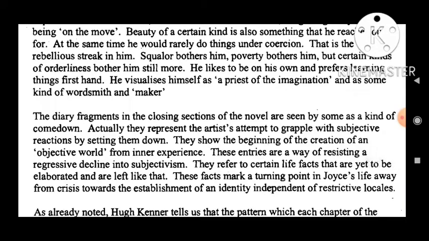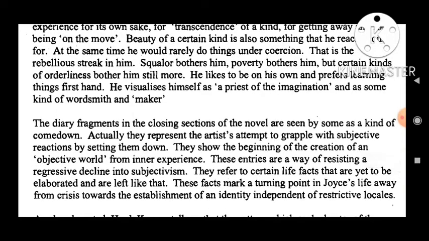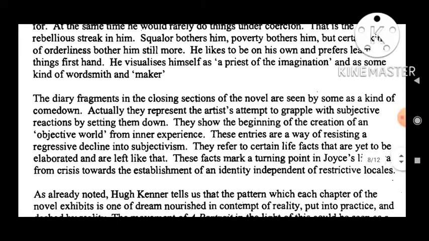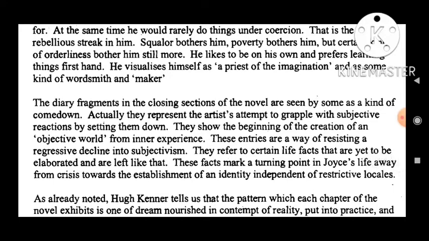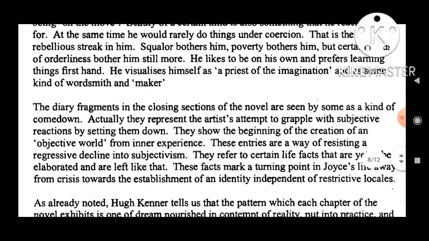At the same time, he would rarely do things under coercion. That is the rebellious streak in him. Squalor bothers him, poverty bothers him, but certain kinds of orderliness bother him still more. He likes to be on his own and prefers learning things firsthand. He visualizes himself as a priest of the imagination and as some kind of wordsmith and maker.